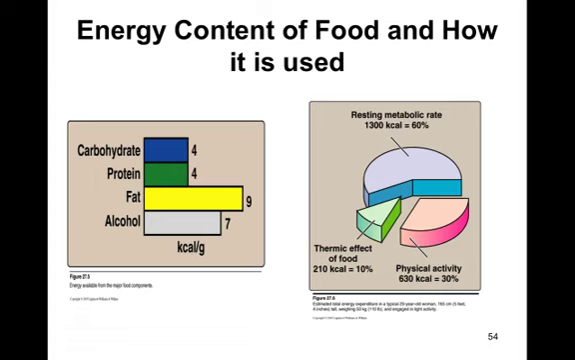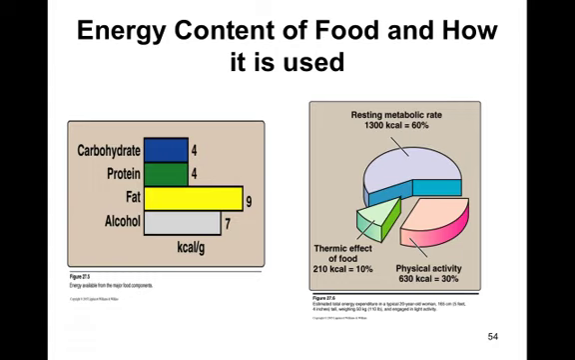So let's take a look at the energy content of food and how it's used. The amount of heat released per gram of food is the energy content of food. It is calculated from the heat released by total combustion of food in a calorimeter. It is expressed in kilocalories or calories. Different food components produce different energy content, or have different numbers of calories. Fats have the highest energy content.